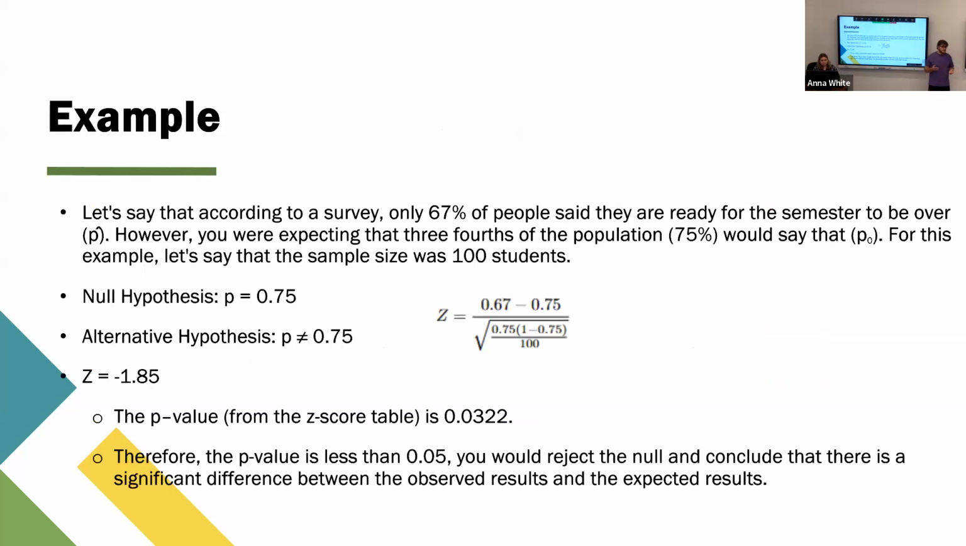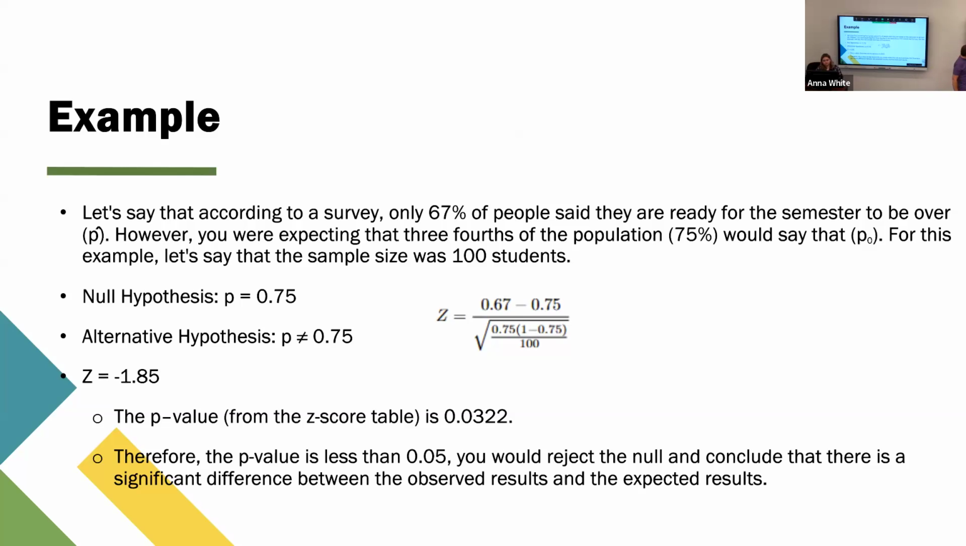So let's just say that according to a study, only 67% of people said that they're ready for the semester to end. However, you were expecting that 3/4 of the population was going to say that they were ready for the semester to end. For this example, let's say the sample size was 100 students to make things easier. 75% is 0.75, so that's the null hypothesis, what you were expecting it to be. The alternative hypothesis is that it was not 0.75.